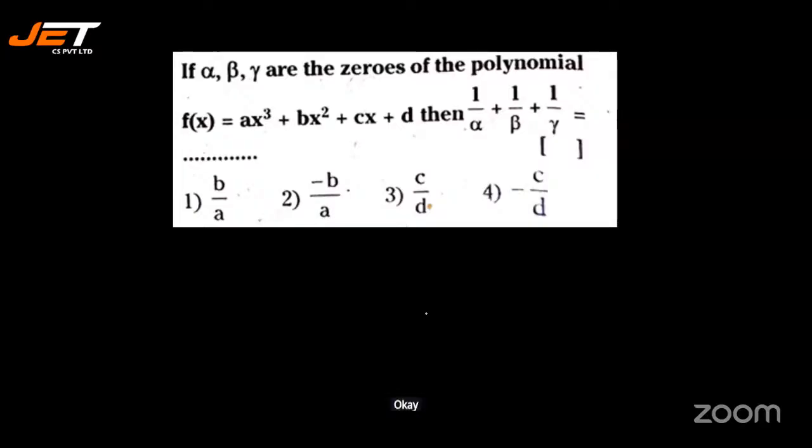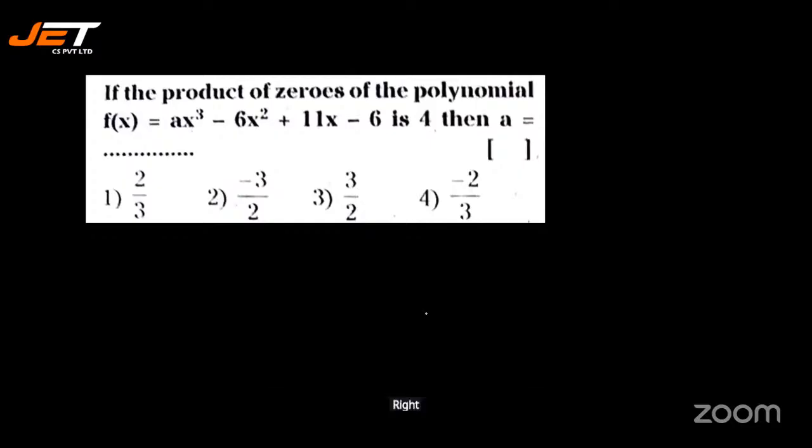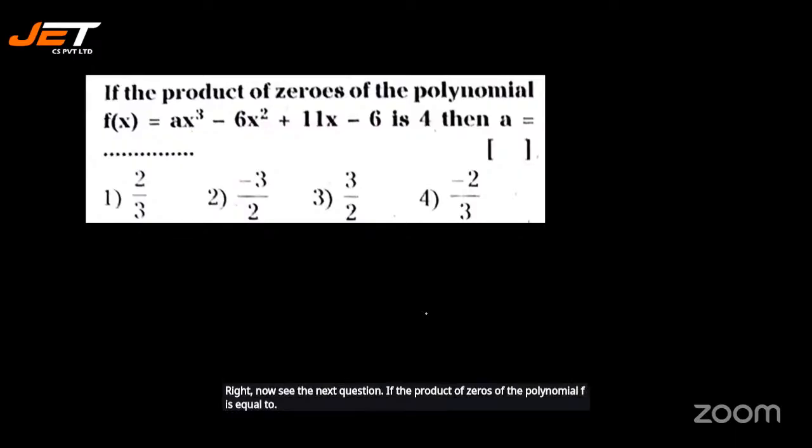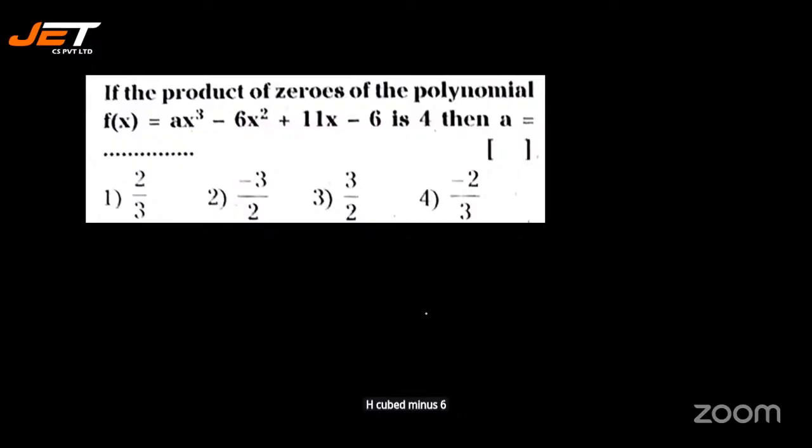Okay, yes, let's see the answer. It is option 4, minus c by d. Right, now see the next question. If the product of zeros of the polynomial f of x is equal to ax cube minus 6x square plus 11x minus c is 4, then what is a?